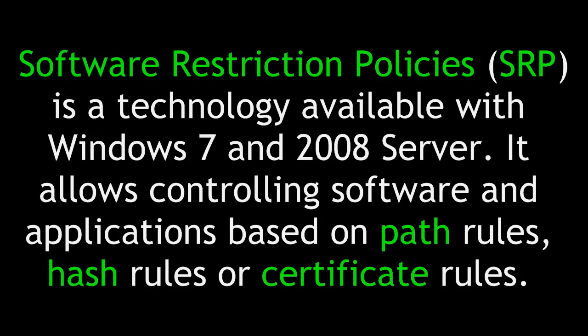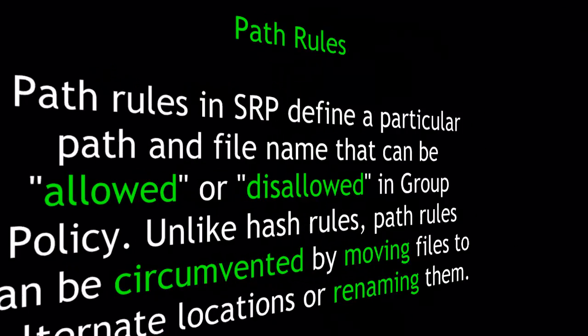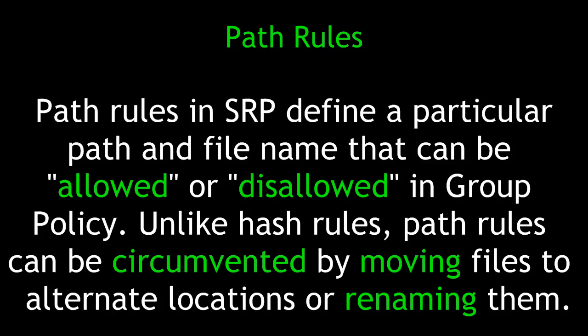Software Restriction Policies, or SRP, is a technology available with Windows 7 and 2008 Server. It allows controlling software and applications based on path rules, hash rules, or certificate rules. Path rules in SRP define a particular path and file name that can be allowed or disallowed in group policy. Unlike hash rules, path rules can be circumvented by moving files to alternate locations or renaming them.